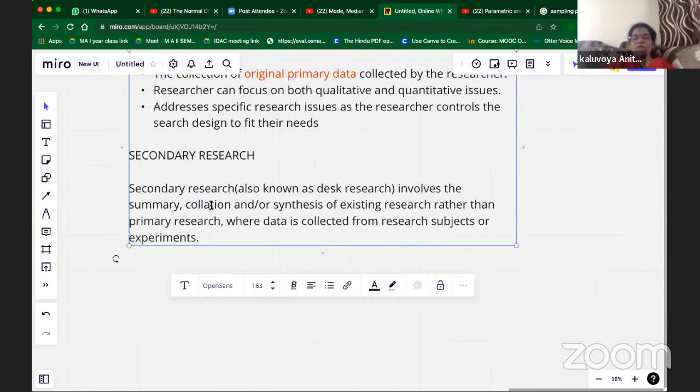Like, you have a lot of things written about COVID in newspapers. There are so many websites that have written about COVID. There are so many magazines, YouTube channels that have discussed it, so much data is there. All that is secondary data rather than primary research where data is collected from a research subject or an experiment. So already that has been conducted.